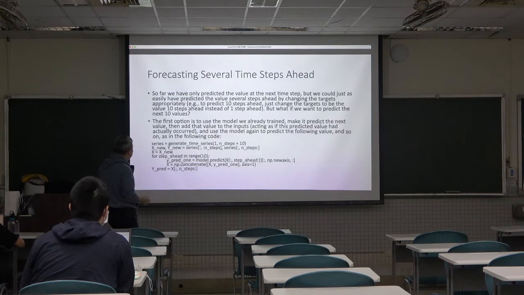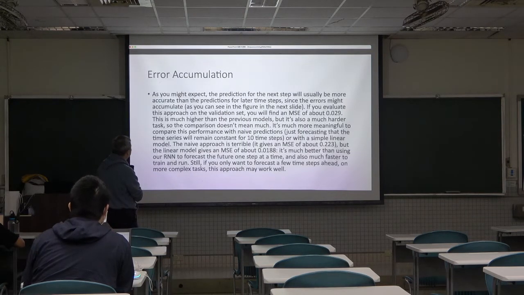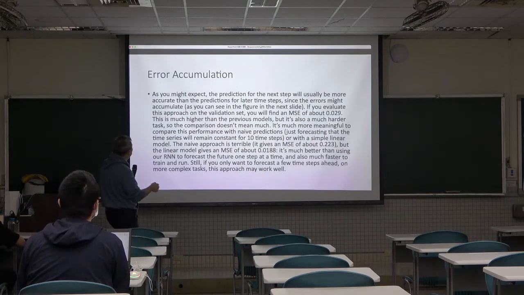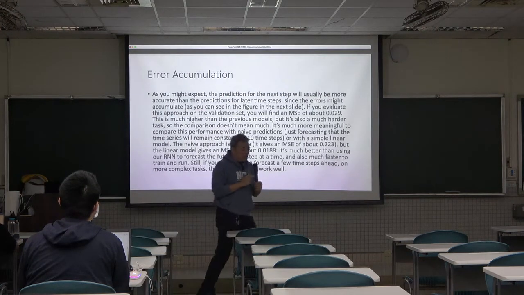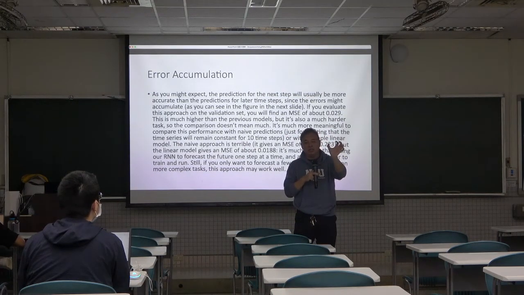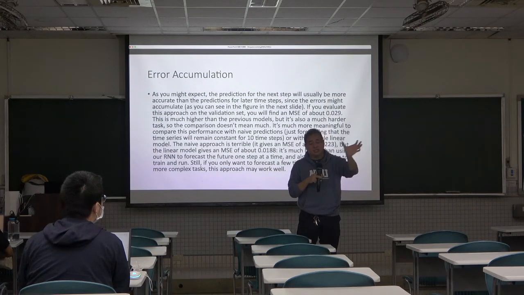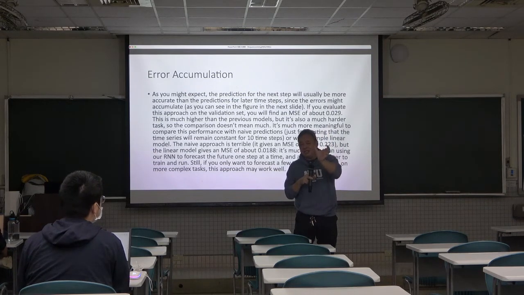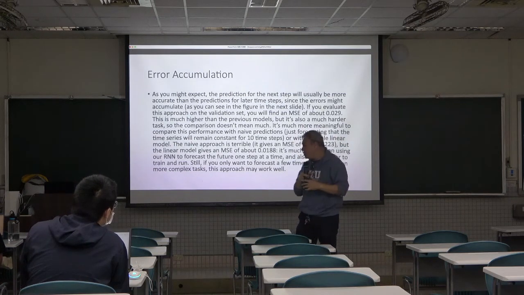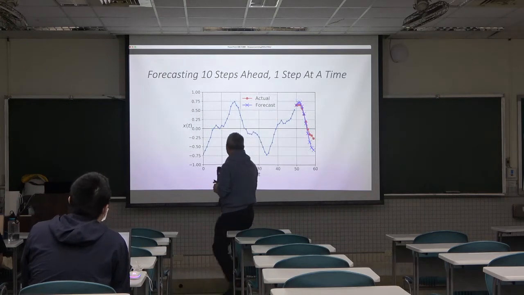What happens is that, as you might expect, the prediction for the next step will usually be more accurate than the predictions for later time steps. Why? Because for the first time step prediction you have a smaller error, but that small error is used as input to predict the next time step. So the error actually adds up. It's going to be something like this.